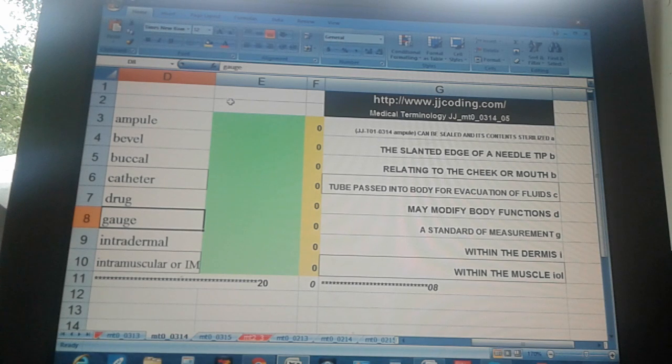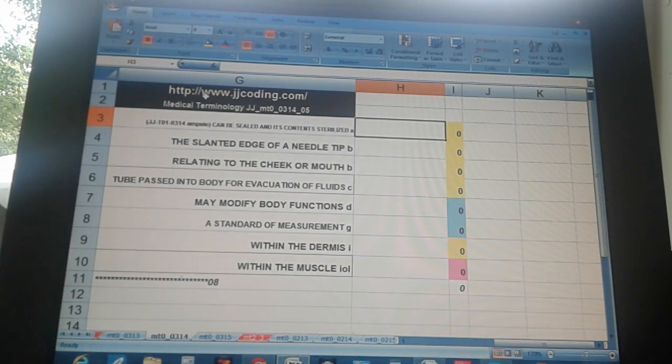Pay attention to this pronunciation because it is very unusual. You spell it like that and you pronounce gauge. Okay? Why? I don't know, but that's the way it's done. Intradermal. Intramuscular or IM. All right? Now let's do the meaning.